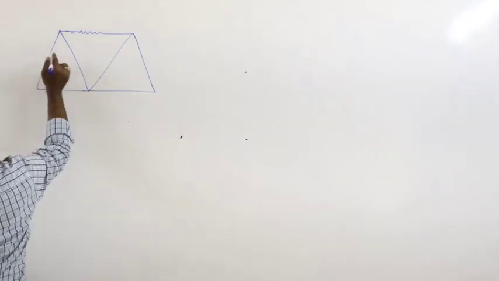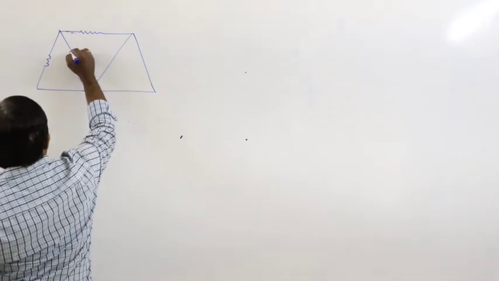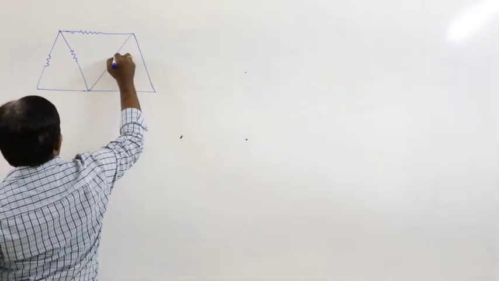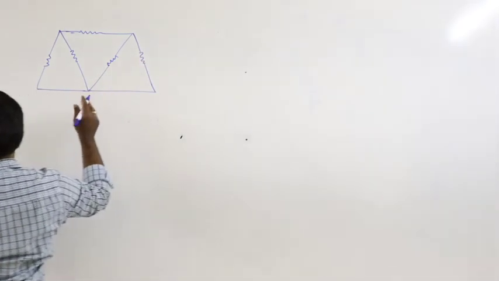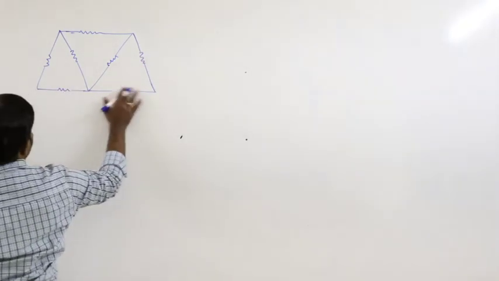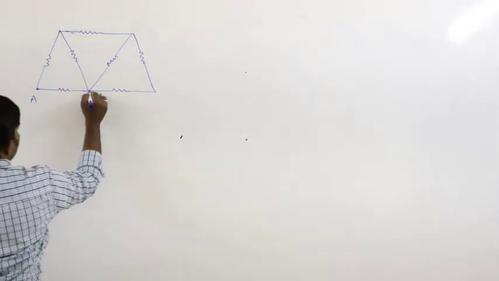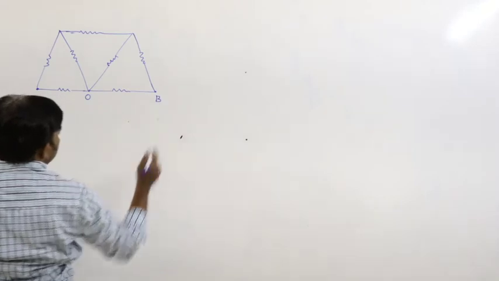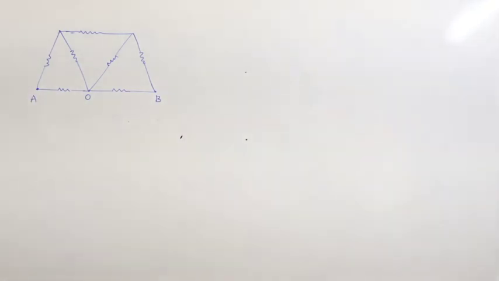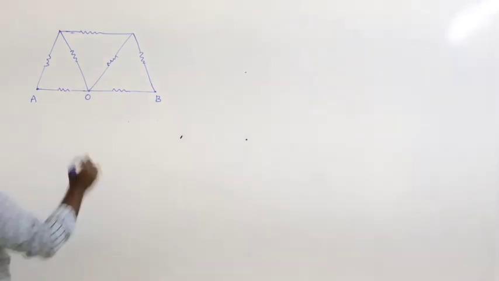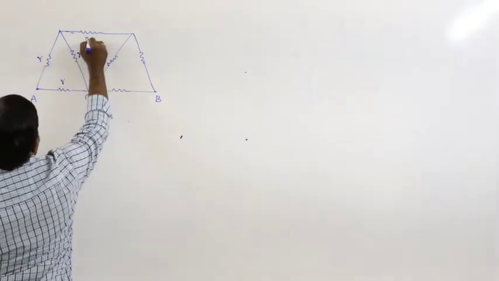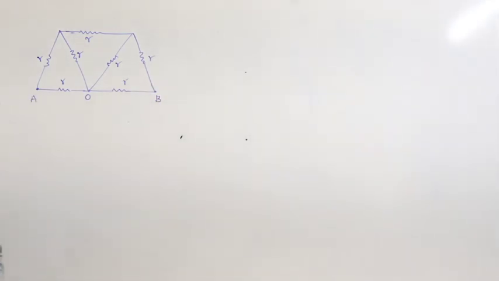So this is the given circuit. This is A and this is O and this is B. Find the equivalent resistance between A and B in the given circuit. All are equal resistances here. So this is the situation.